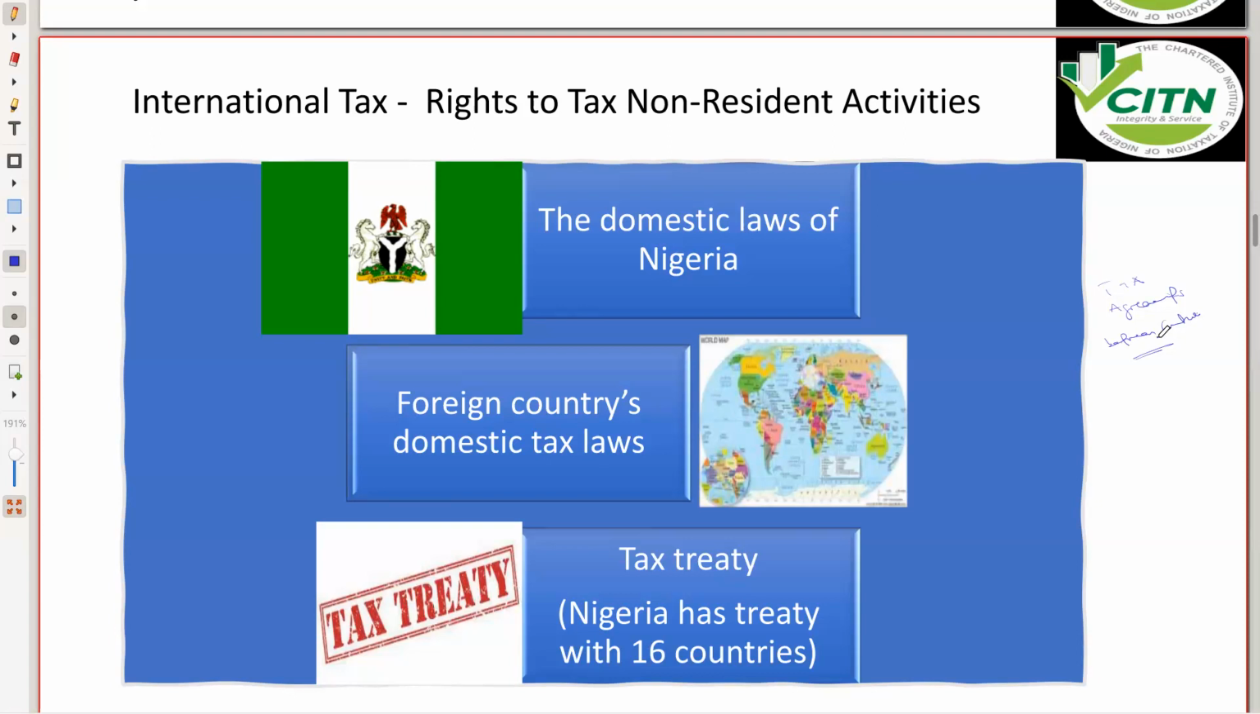Someone said double taxation. What else? Trying to tax their global income. Okay, so second thing is to ensure, let's phrase it, economic cooperation.